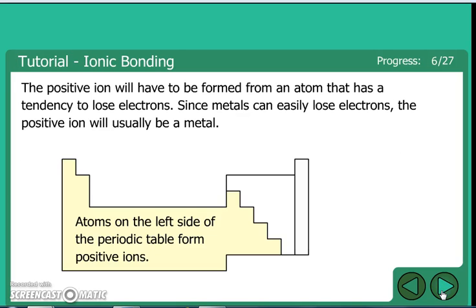The positive ion will have to be formed from an atom that has a tendency to lose electrons. Since metals can easily lose electrons, the positive ion will usually be a metal. Atoms on the left side of the periodic table form positive ions. Now you can answer questions 5, 6, and 7.